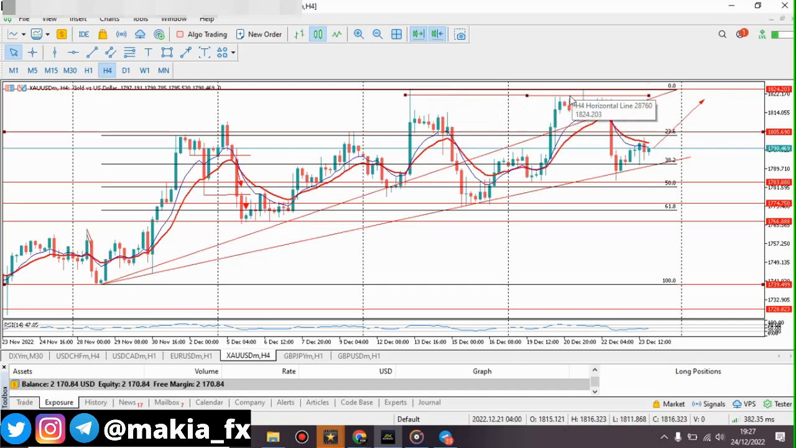So this is actually an area where, because of the previous reaction at this area, look at the strength of the candle. This is an area where, as we are closing our positions, we're entering sells, hoping that price will go to the downside. So this is how we use the Fibonacci with confluence. We had 3 confluences in this particular area.